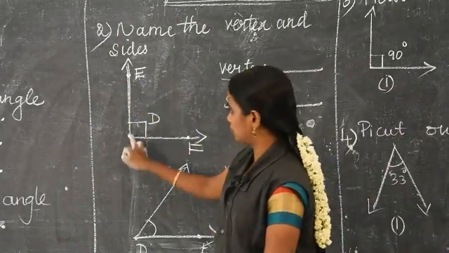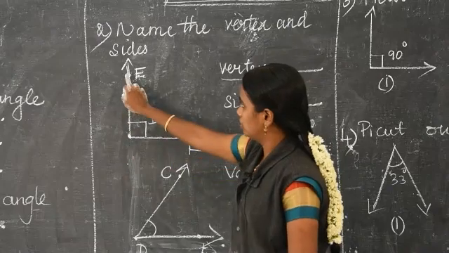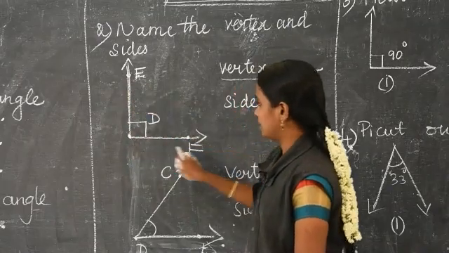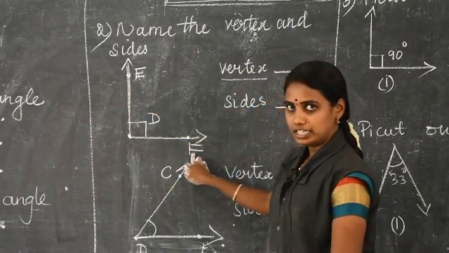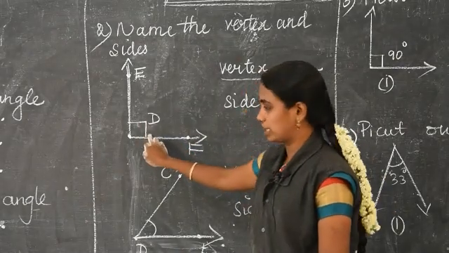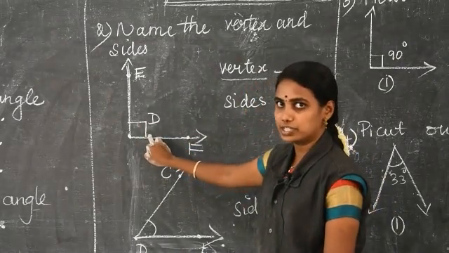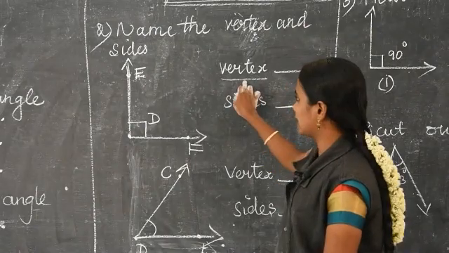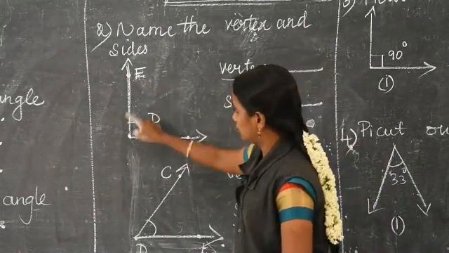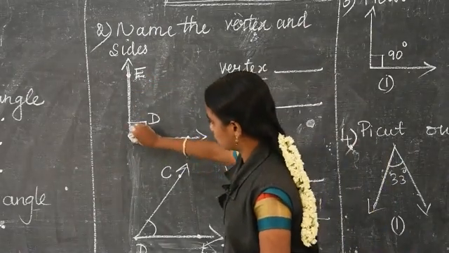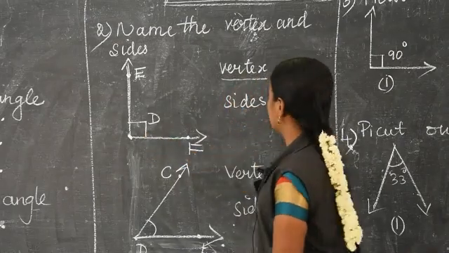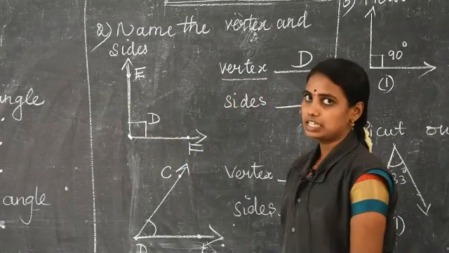Now listen to the diagram. Here we have DE and DF, which form an angle. This is a right angle. We know that it is 90 degree. The question is to write the vertex. Here the two rays meet at this point. This point is called as D. So vertex is D.